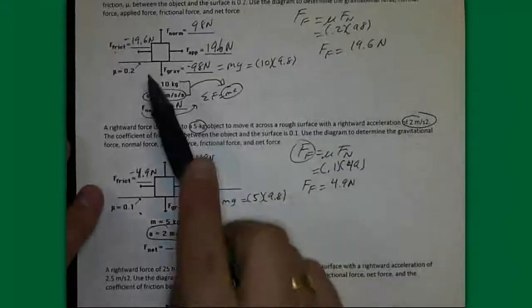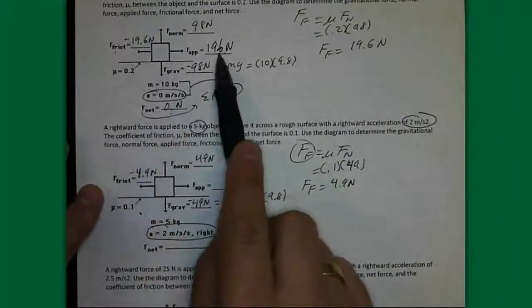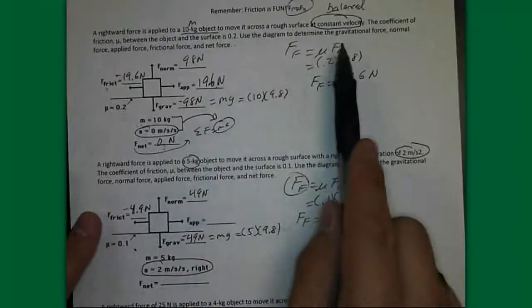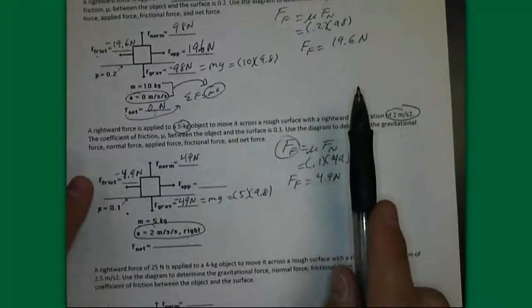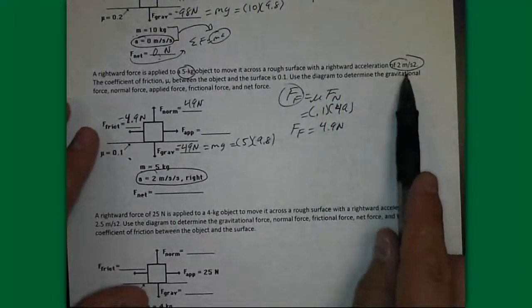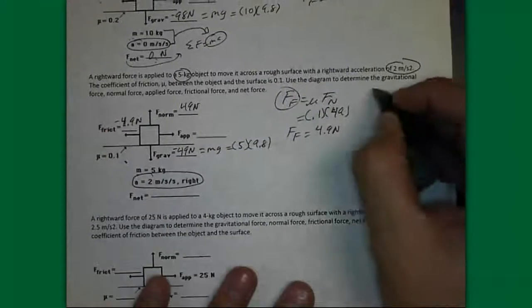Now, up here, once we found the frictional force, we knew that this one was the same because it was moving at constant velocity. We do not have constant velocity anymore. And you might want to make a note to yourself.